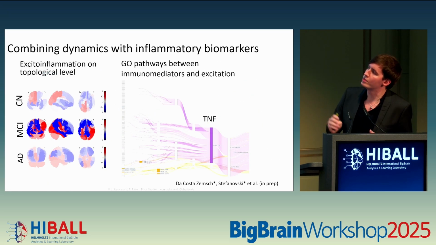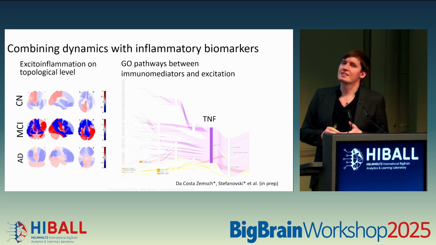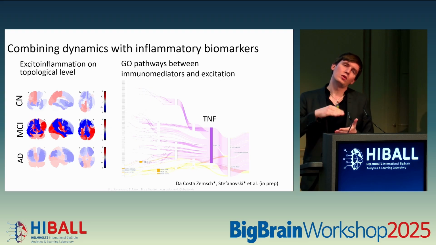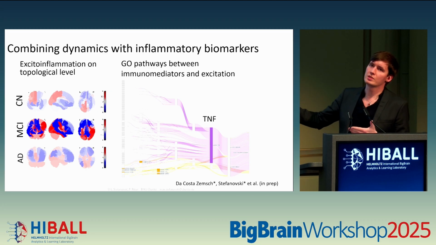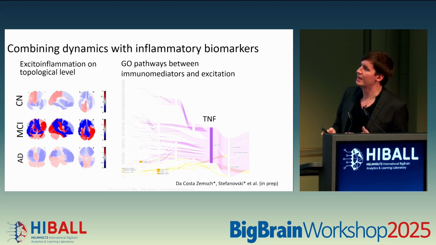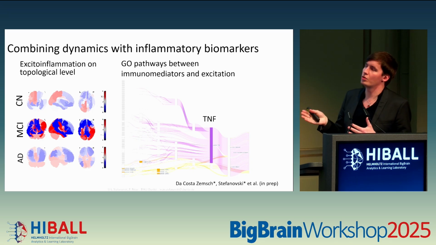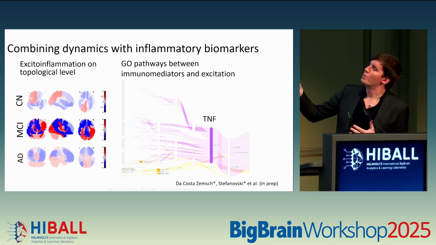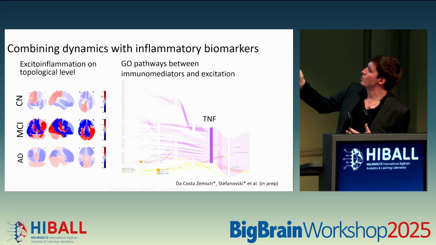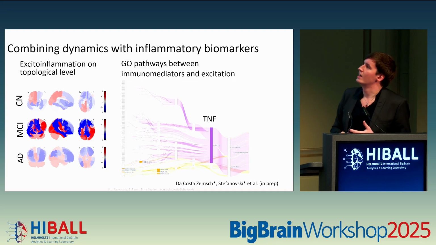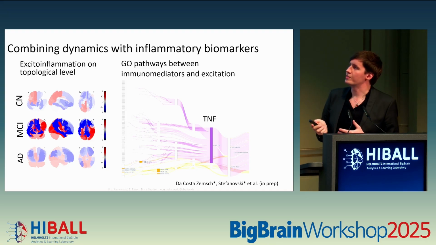And actually, it was the case only for the mild cognitive impairment group, not for Alzheimer's, not for cognitive normal controls. This goes along with the hypothesis that in the early phase of Alzheimer's disease, there is an excitotoxic inflammatory phase that then afterwards goes into the neurodegenerative decline. When we then analyzed the mechanisms further in the gene ontology GO, we were also able to see that most connections from immunological markers to excitation go through this TNF molecule. So actually this hypothesis makes a lot of sense.